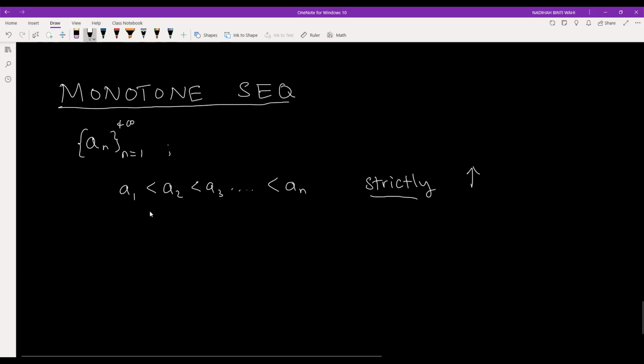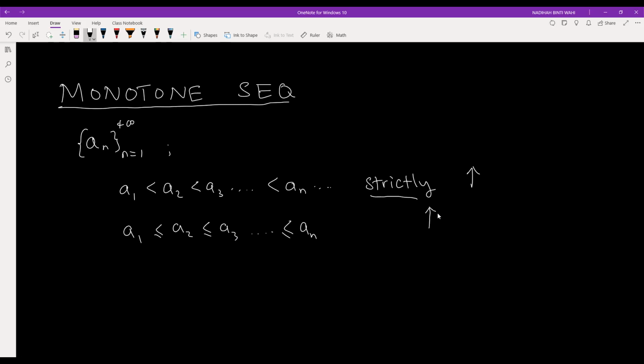Okay, what about if I have A1 is less or equal than A2? Well, that one may be less or equal than A3, and also less or equal to AN. So in this case, the only difference is just the equal sign. You can just say this is an increasing sequence.